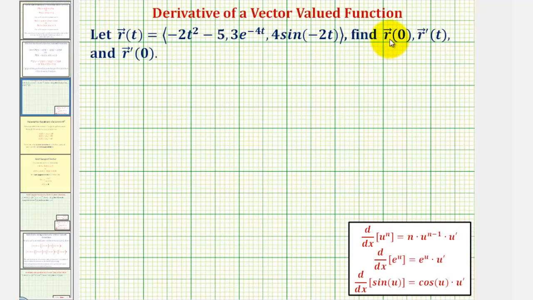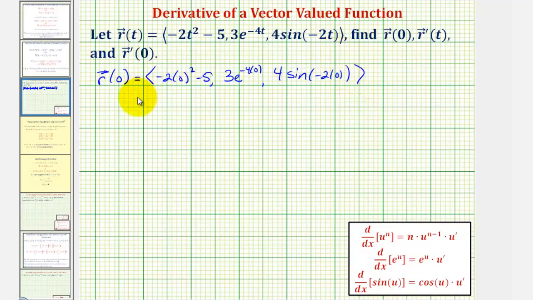Let's begin by determining r of 0. So to find r of 0, we'll substitute 0 for t in r of t. So we'd have negative 2 times 0 squared minus 5 for the x component. The y component would be 3e raised to the power of negative 4 times 0. And the z component would be 4 times sine of negative 2 times 0.